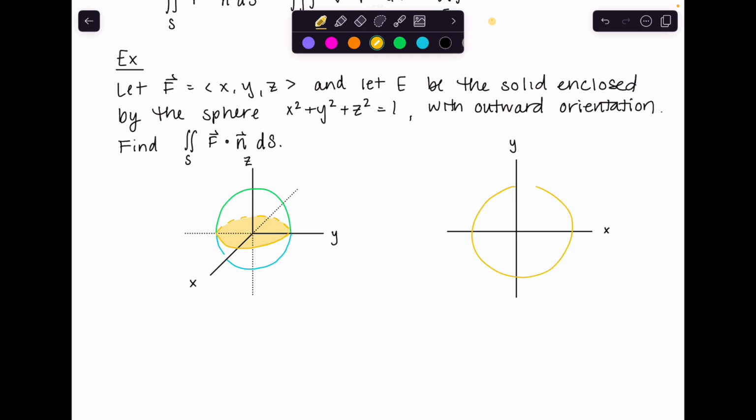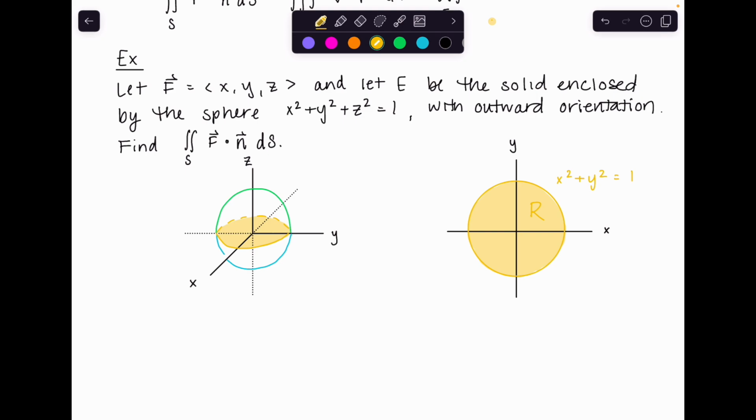And that would just be a circle of radius 1 when you look at that trace. So when you set z equal to 0, you get x squared plus y squared equals 1. So this is going to help us when it comes time to evaluate the surface integral.